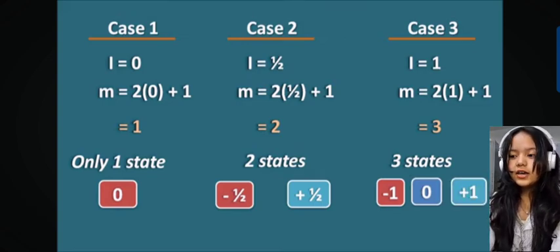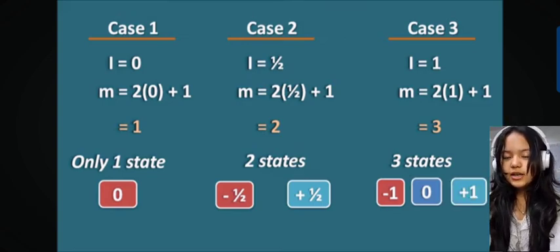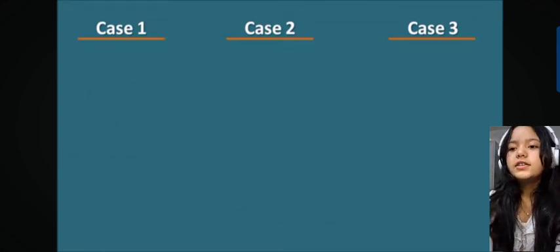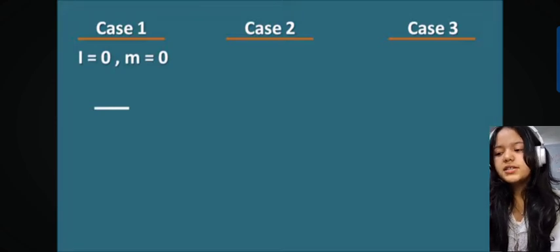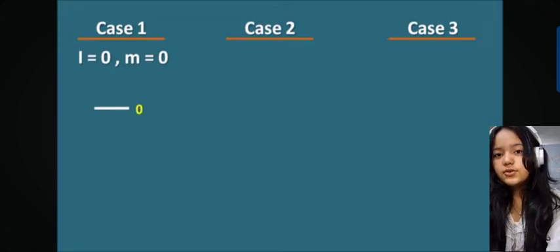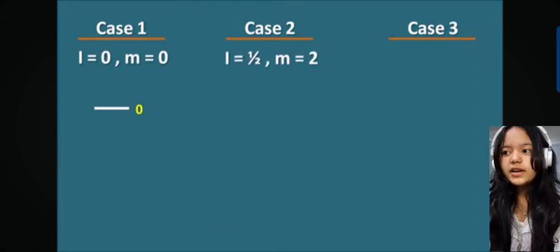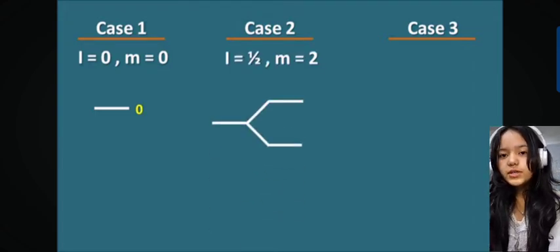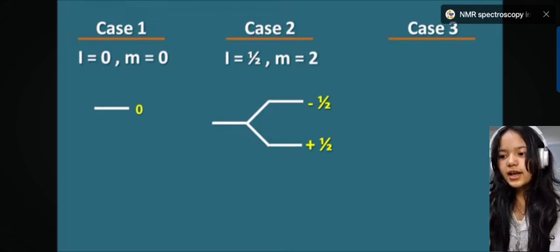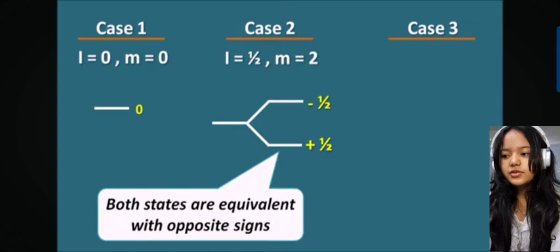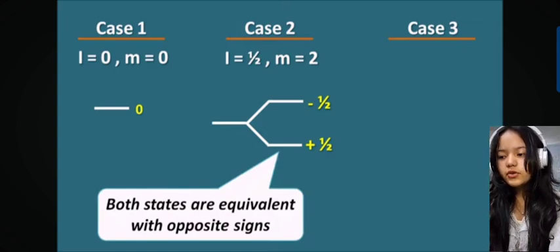Now let us see why I should be half in order to show the NMR signal. Let's take case 1 where I is equal to 0 and M is equal to 1. Therefore, it will only have one spin state, and the spin of the spin state is 0. And in case 2, I is equal to half and M is equal to 2. So now it will have two spin states. One of the spin states is plus half and the other is minus half. Both of the states are equivalent and have different signs, so they have similar magnitude but opposite sign. So such types of nuclei are perfectly suitable for NMR spectroscopy.